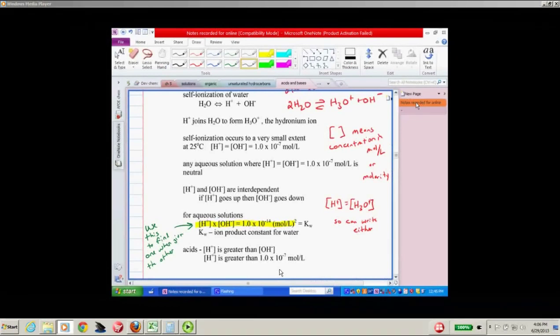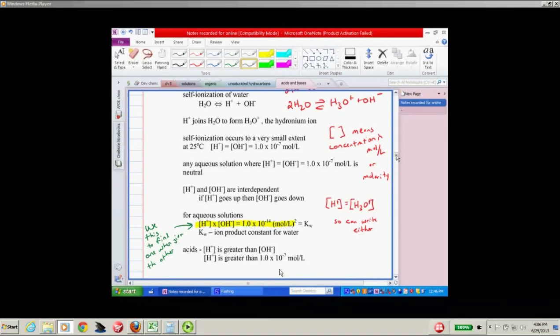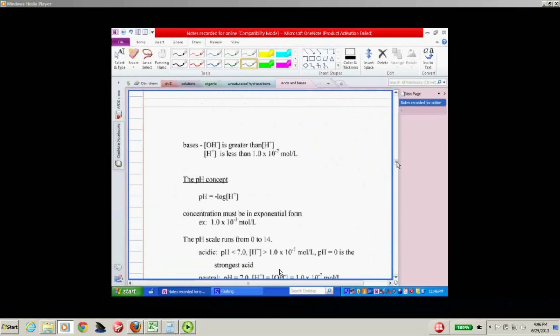Okay, now, acids have more H plus, bases have more OH minus. When they're equal to each other, you have a neutral solution.